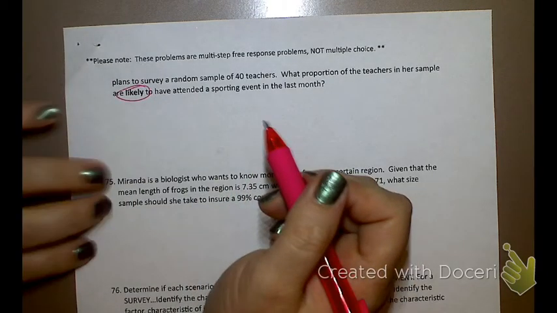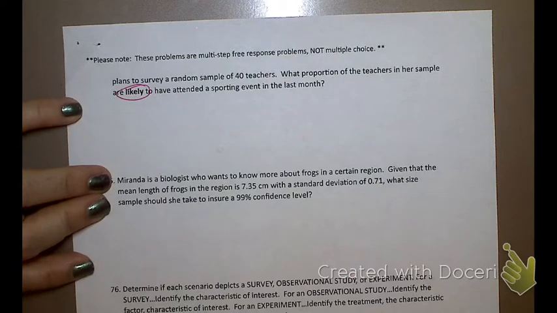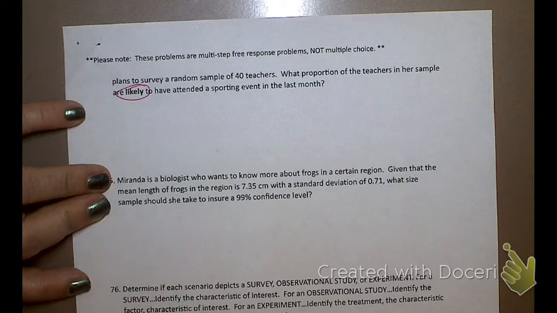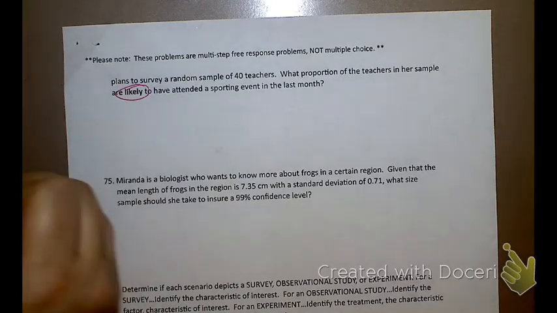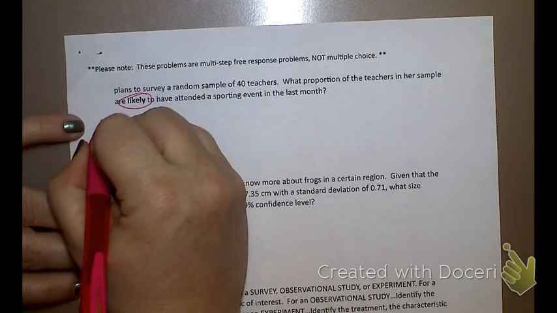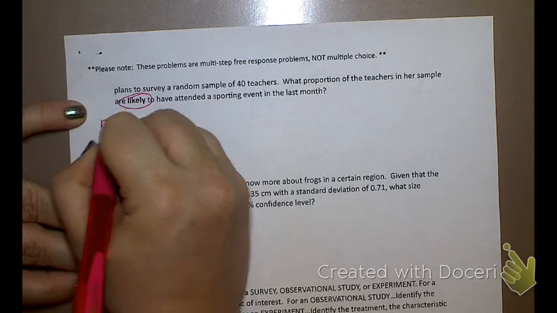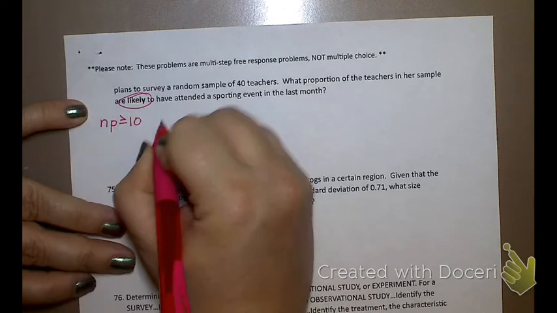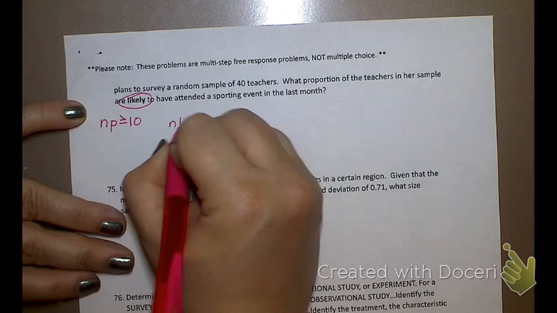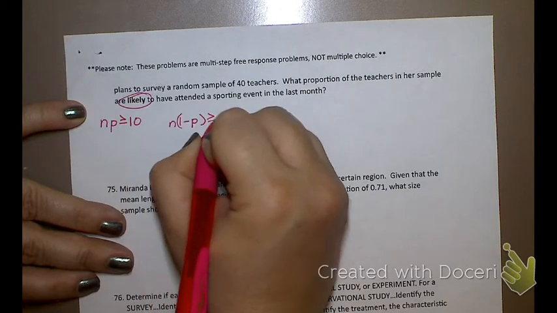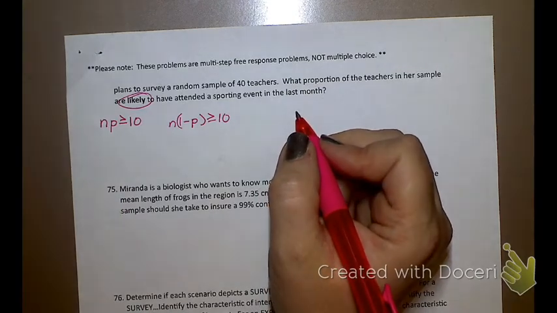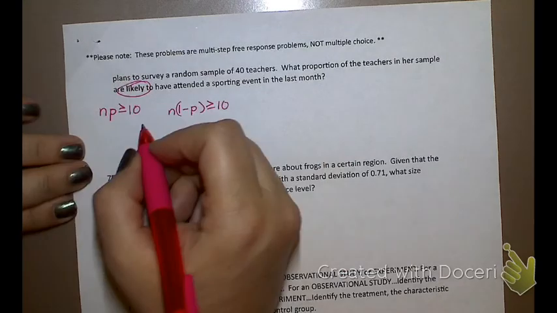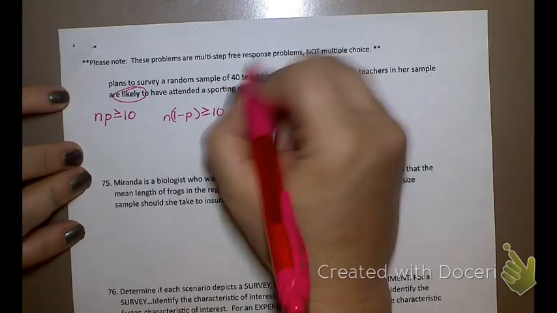Notice it's not talking about a confidence interval. It's just saying likely. That means we're going to do the +2 standard deviations and the -2 standard deviations. So, got to find some things. First thing I have to see is, is it going to work out? Remember, n times p has to be greater than or equal to 10, and n times 1 minus p also has to be greater than or equal to 10. Because if those two things are true, then it is approximately normal, and I can just use my 2 standard deviations. So, what is my n value? N equals 40.